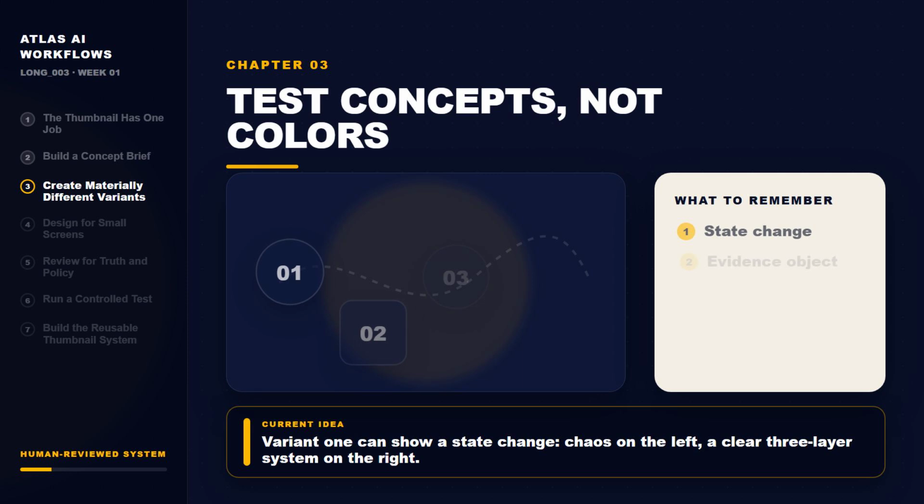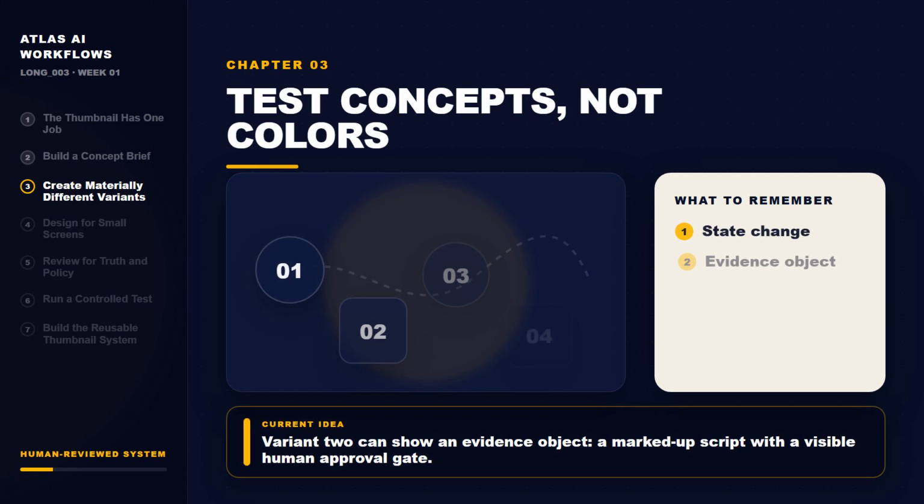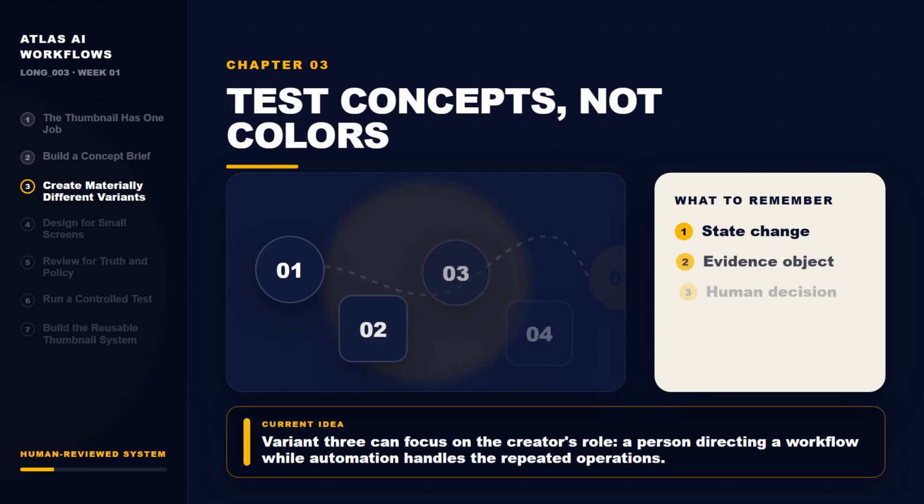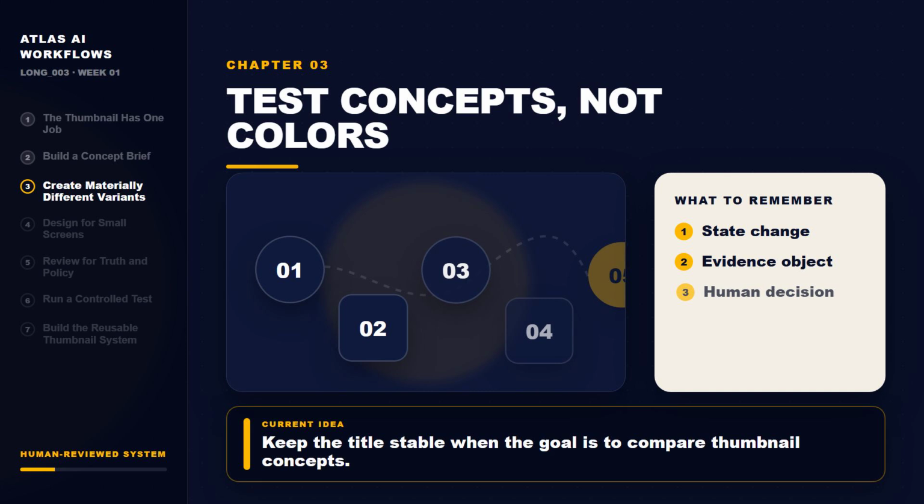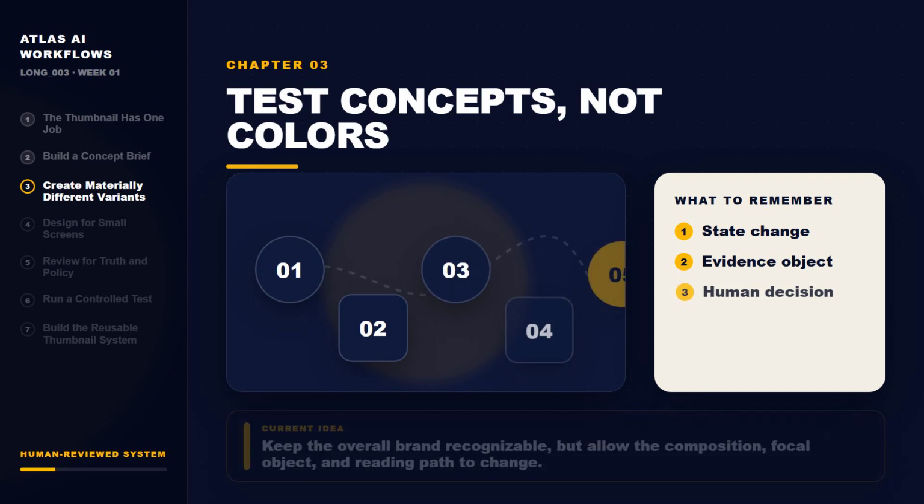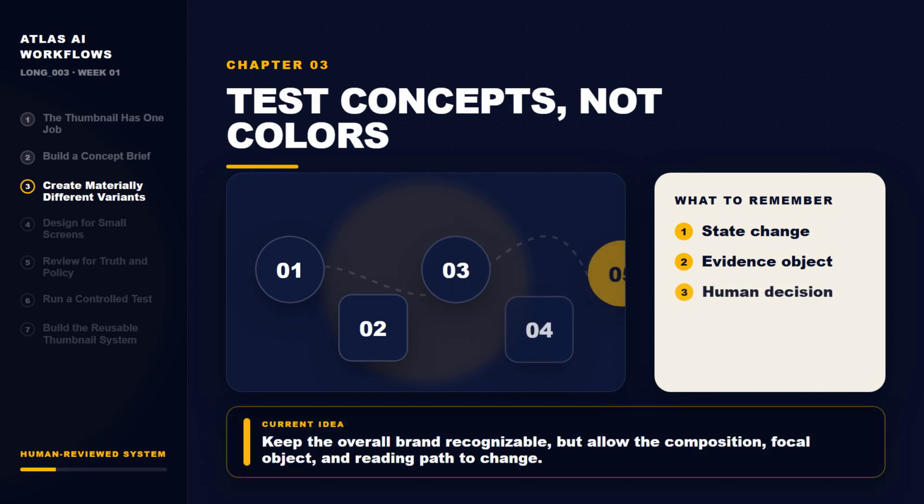Variant 1 can show a state change, chaos on the left, a clear 3-layer system on the right. Variant 2 can show an evidence object, a marked-up script with a visible human approval gate. Variant 3 can focus on the creator's role, a person directing a workflow while automation handles the repeated operations. Keep the title stable when the goal is to compare thumbnail concepts. Keep the overall brand recognizable, but allow the composition, focal object, and reading path to change.